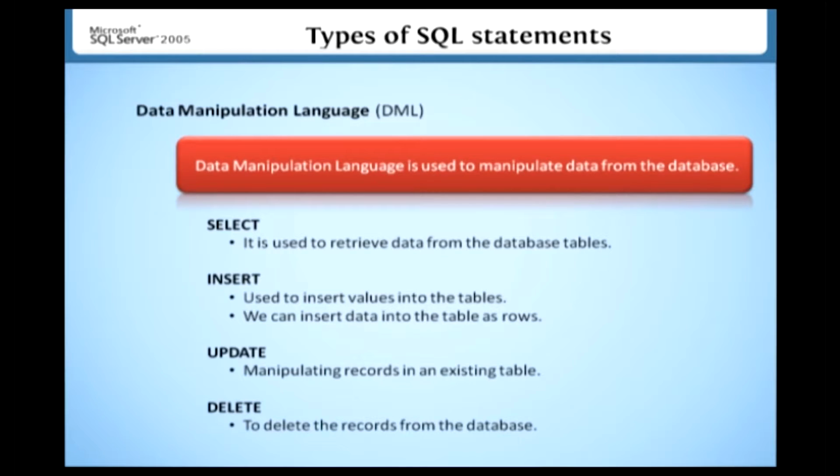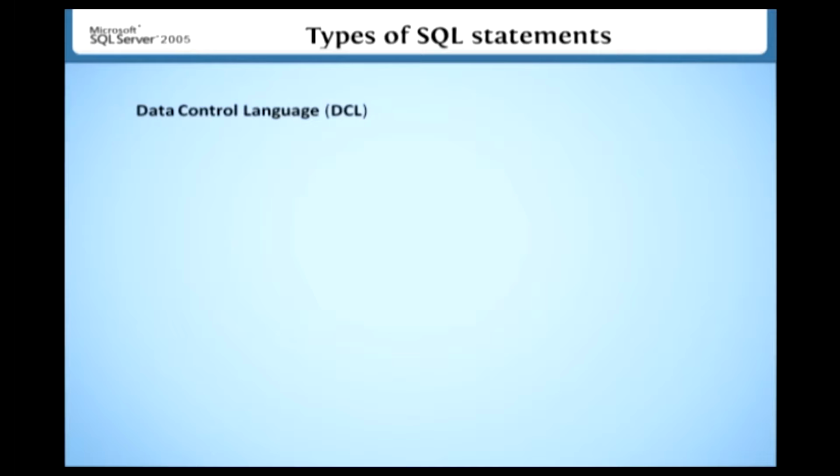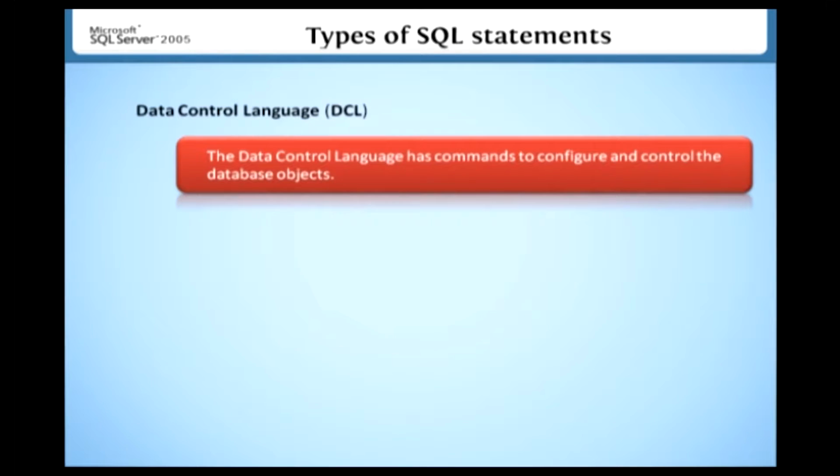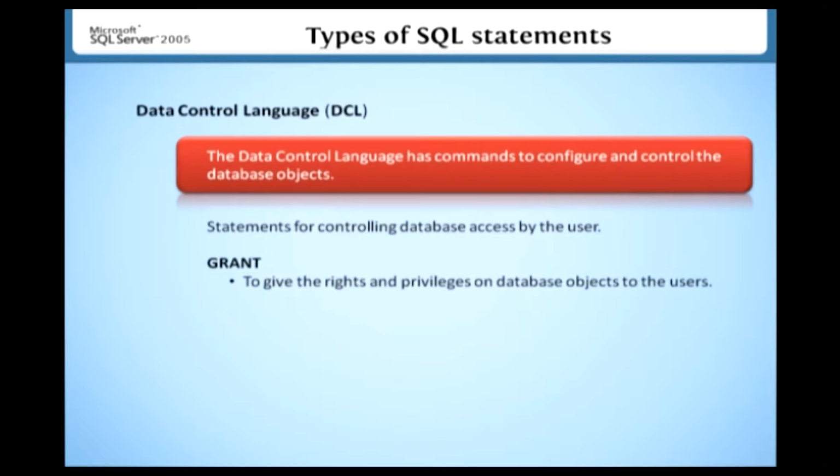Next we move on to Data Control Language. The Data Control Language has commands to configure and control the database objects. These include statements for controlling database access by the user. In DCL there are two statements. The first one is grant. It is used to give the rights and privileges on database objects to the users. And the final one is revoke. This removes or restricts user rights or privileges on database objects.